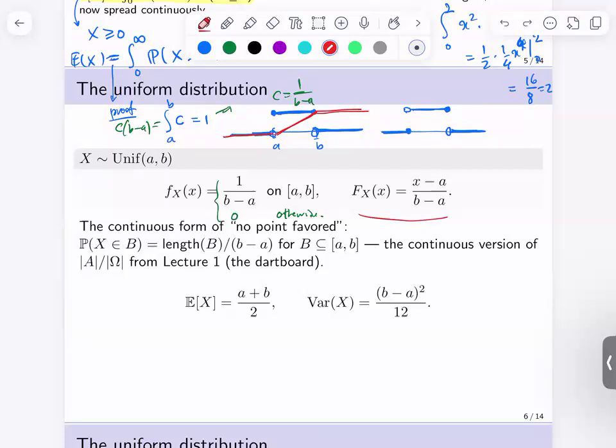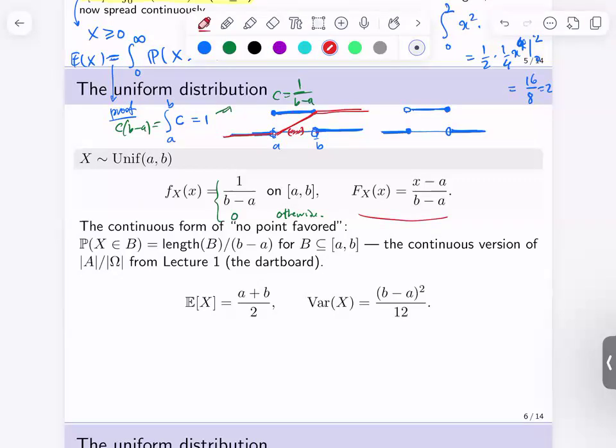So you get that constant, this is the constant 1 over that. So you get the length of that interval, or that set, it doesn't need to be an interval, divided by the length of the interval. Okay, so if I look at a particular interval here, the length of this interval divided by b minus a would give me the probability.